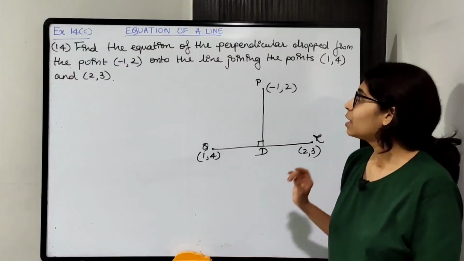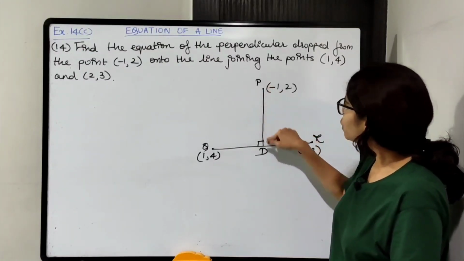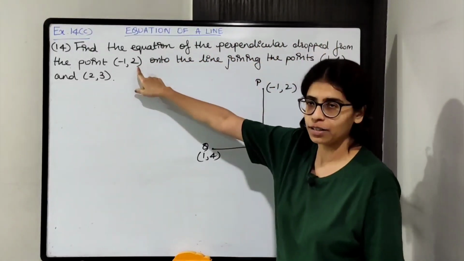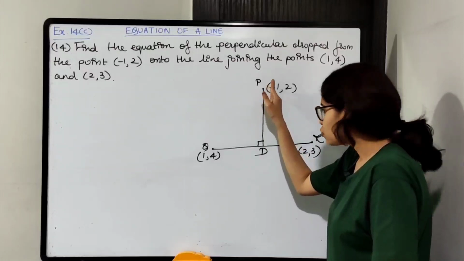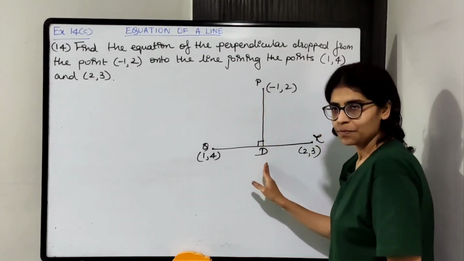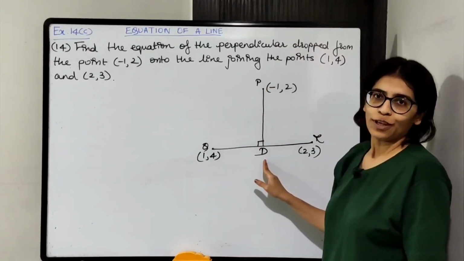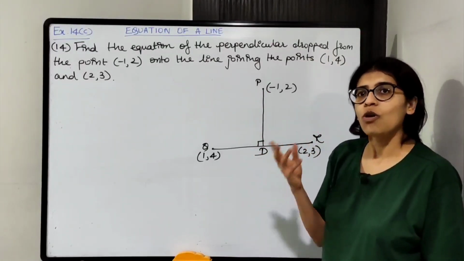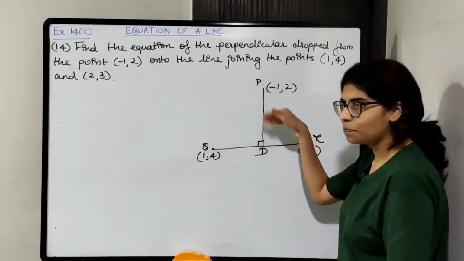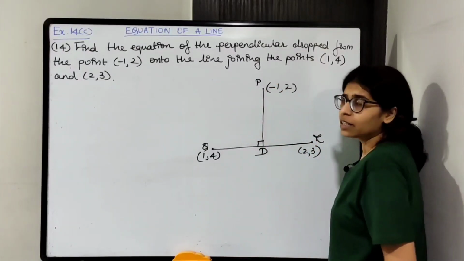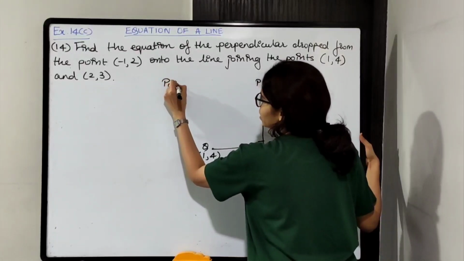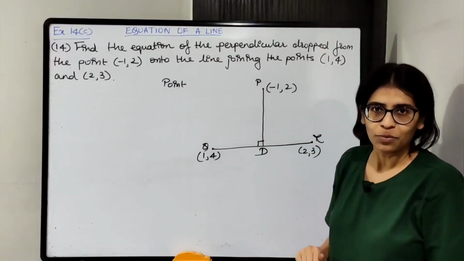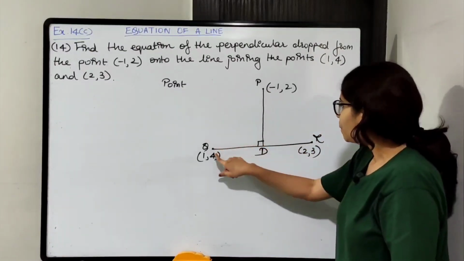Okay, now we have to find the equation of the perpendicular. We have to find the equation of the perpendicular dropped from this point. So the perpendicular that is dropped from this point, that is PD, we have to find the equation of PD. For that, what information do we have about PD? We know the coordinates of P, that is one point. Okay, what else can I find out? PD is perpendicular to QR.